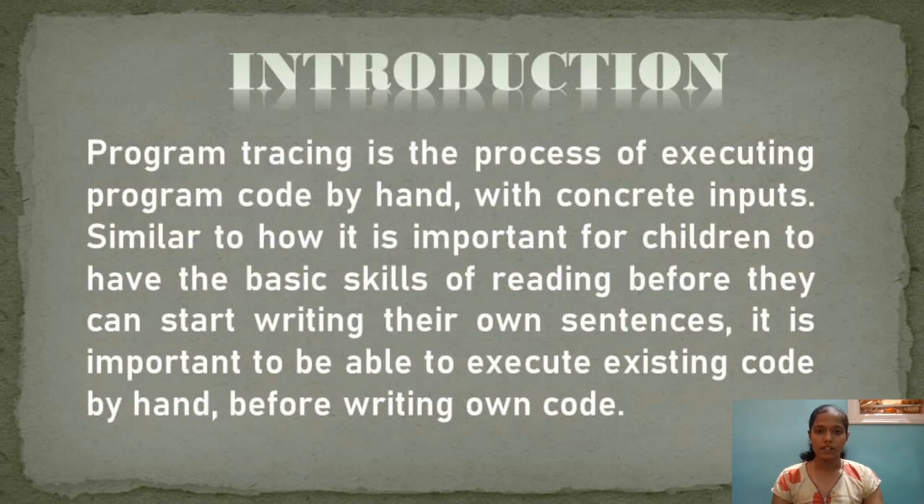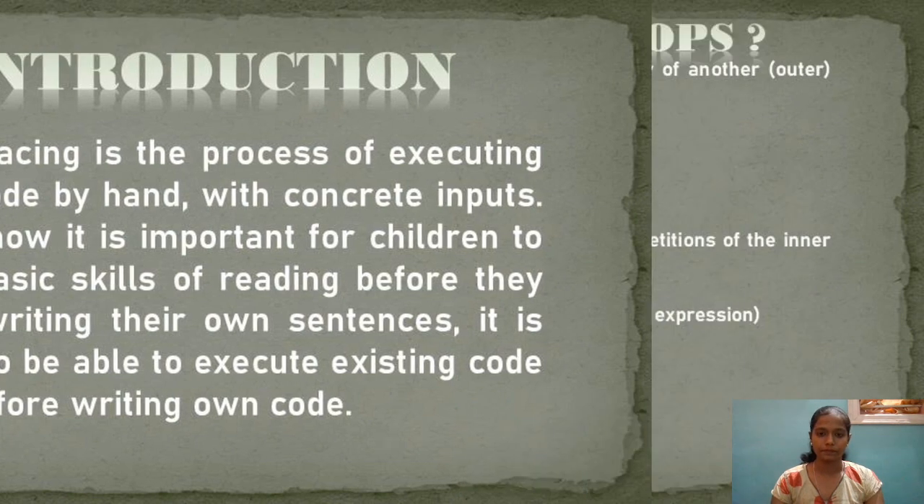Program tracing is the process of executing program code by hand with concrete inputs, similar to how it is important for children to have the basic skills of reading before they can start writing their own sentences. It is important to be able to execute existing code by hand before writing your own code.